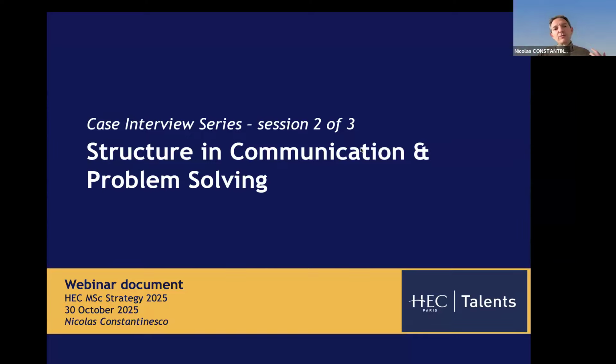Today, we're going to focus on the topic of structure. Structure is like the mother of all skills when it comes to case interviews, and I would even say when it comes to business problem solving in general. It really is the most important skill, but it's also the hardest skill to crack. So today we're going to cover both the content of structure and problem solving, but we're also going to look at structure in communication. They actually really complement each other very well. And that's why we're going to do that.